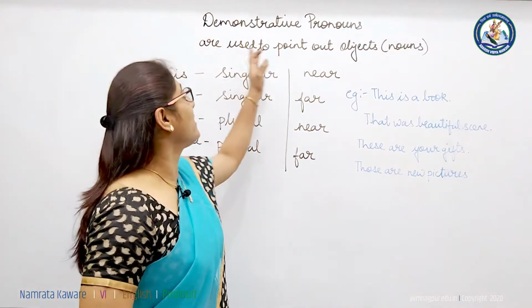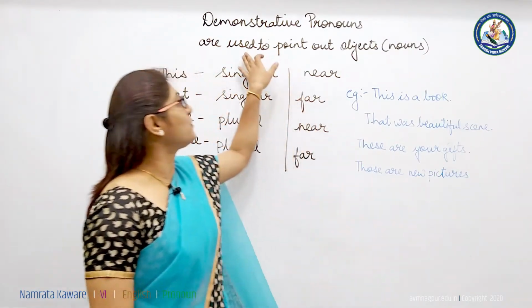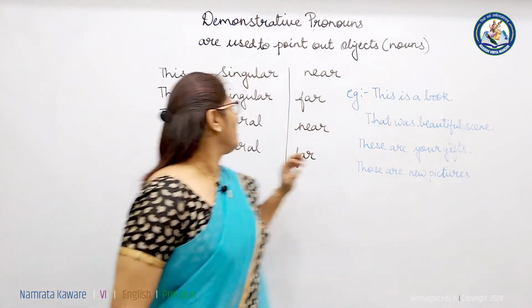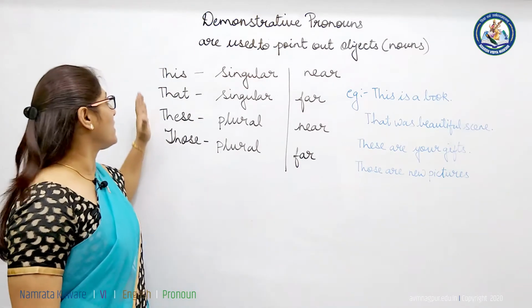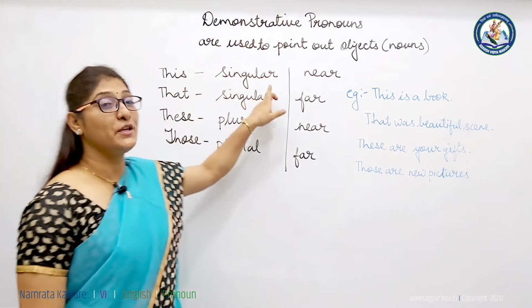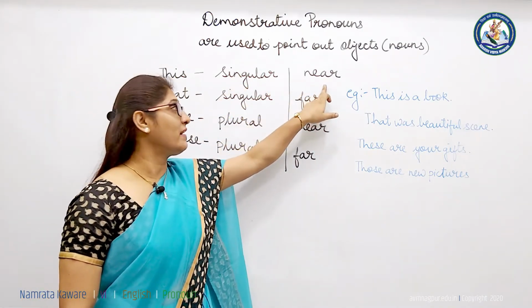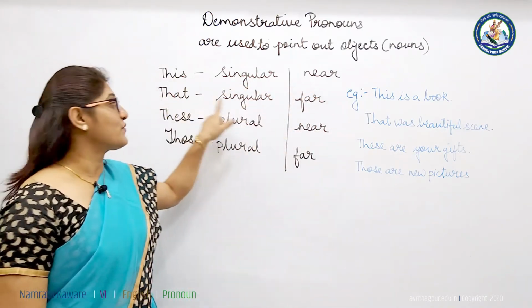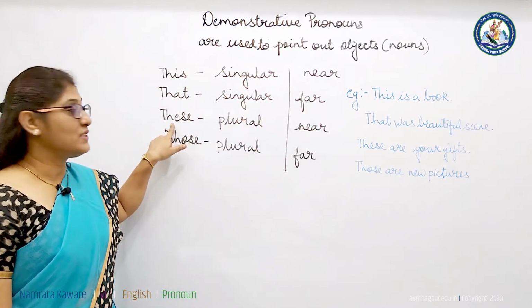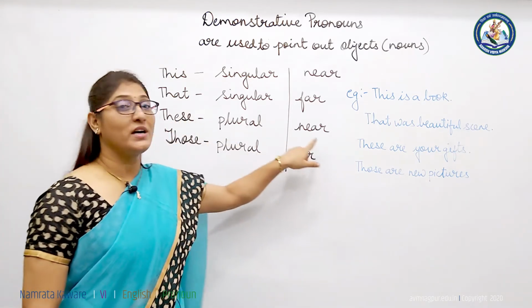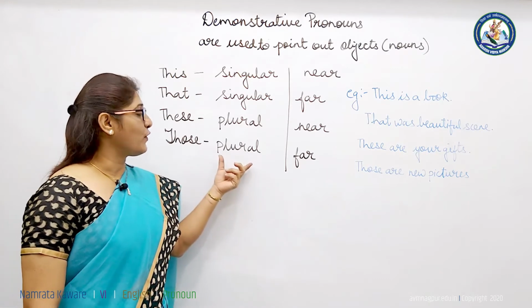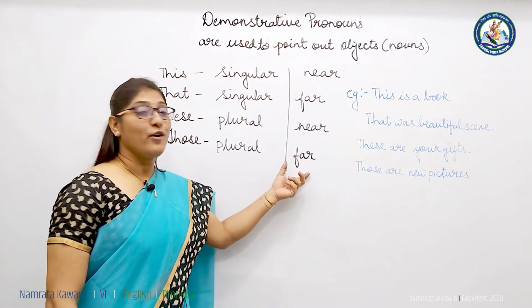Now, let's learn what are demonstrative pronouns. Demonstrative pronouns are used to point out objects, that means nouns. There are four demonstrative pronouns: this, that, these, those. This is used for singular nouns which are near. That is also used for singular nouns which are far. These is used for plural nouns which are near. Those is again used for plural nouns which are far.